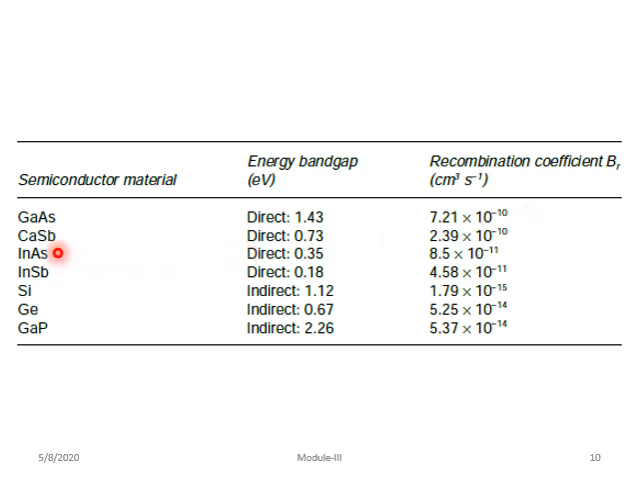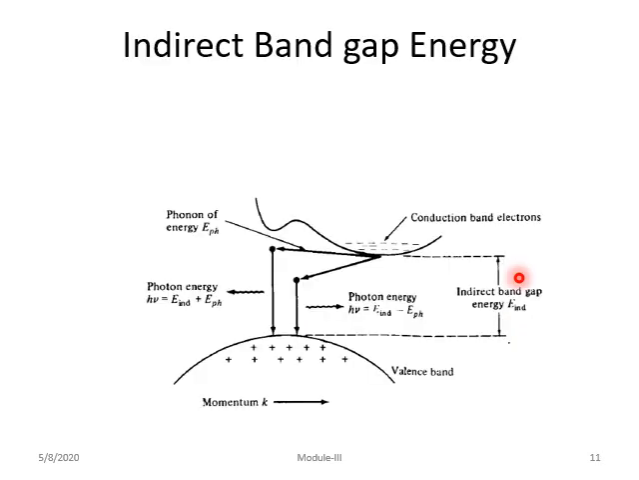So if I take the different varieties of semiconductor material, how the band gap energy is defined, you can see it from this particular table. The next term is indirect band gap energy. This is how it is going to happen.